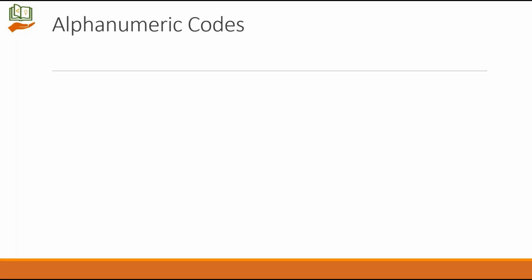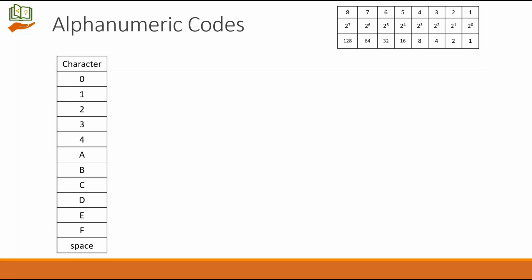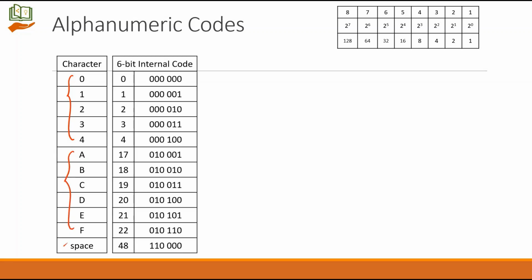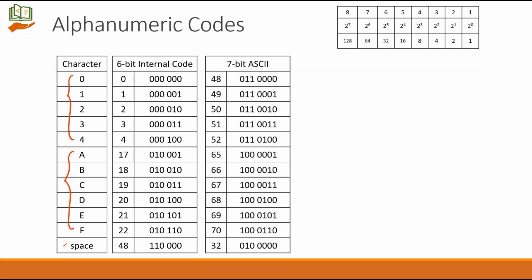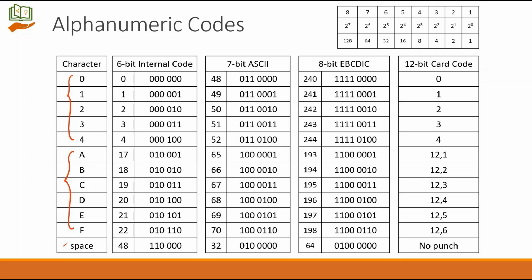Now we will see all the alphanumeric codes discussed in this video together. So let's take a few characters. I am picking numbers from 0 to 4, alphabets from A to F and the space. So the 6-bit internal code has the following decimal numbers and the 6-bit code is represented here. The 7-bit ASCII code for 0 to 4 will have 48 to 52, then A to F will have 65 to 70 and blank space is 32. The corresponding code is given and the 8-bit EBCDIC code is also given for these numbers, and the 12-bit card code from those books is also taken.